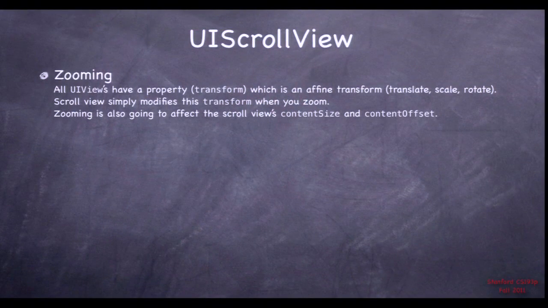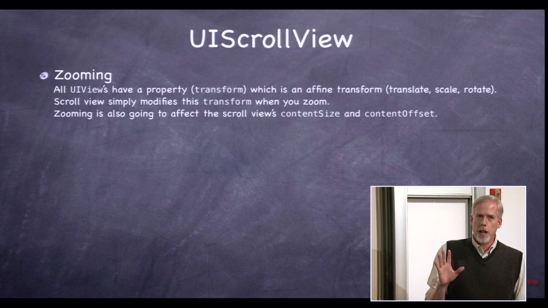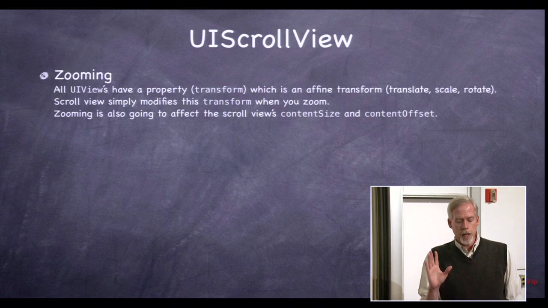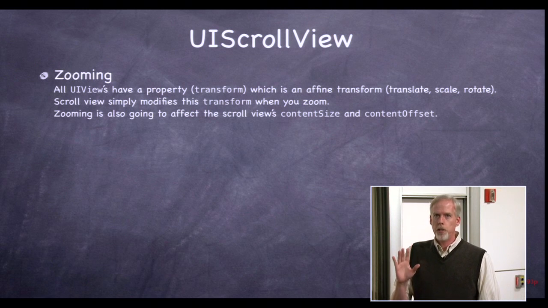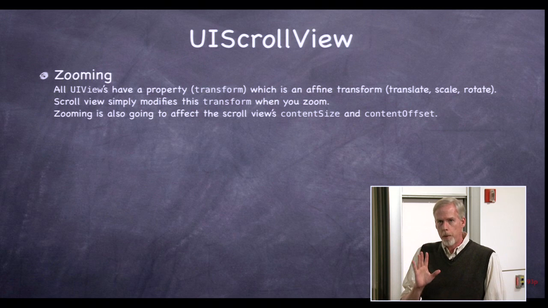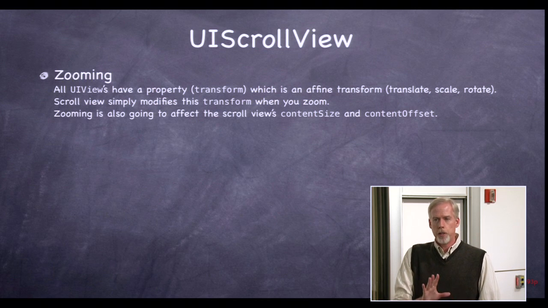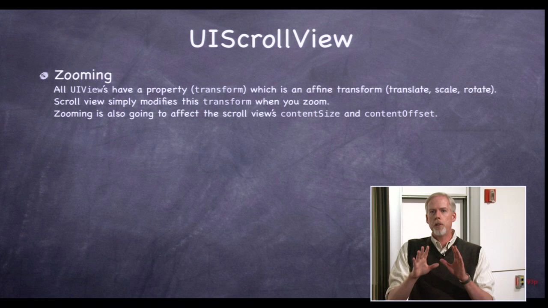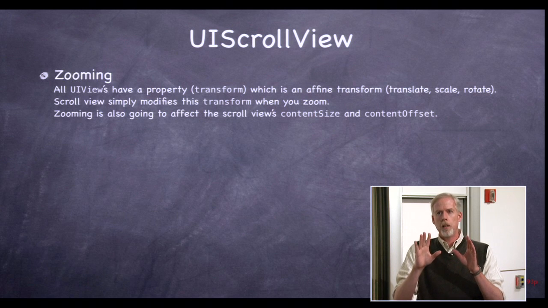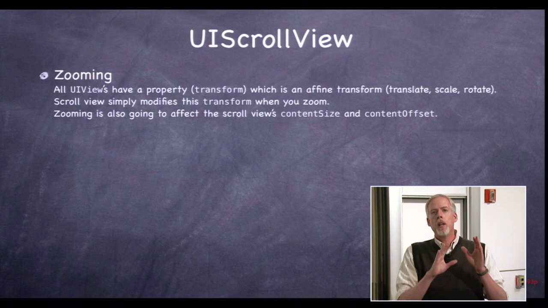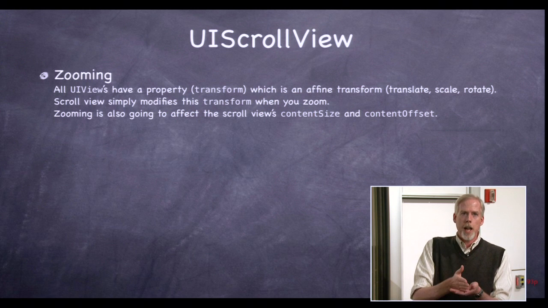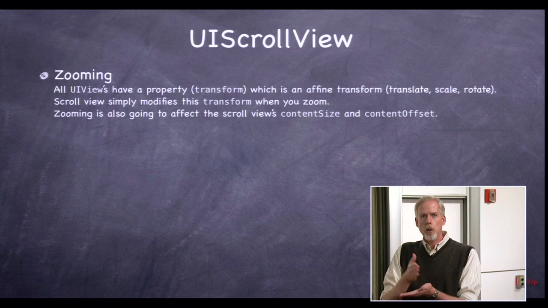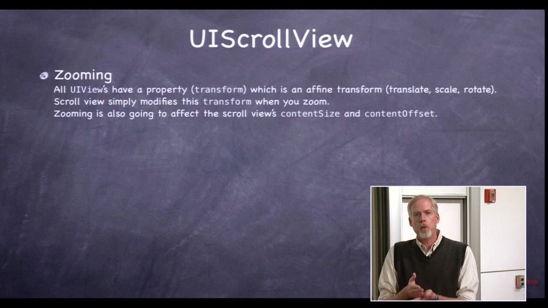So zooming requires you to do a few things, okay? And one thing about zooming is all it's doing is setting the transform property on your UI view. So all UI views have this transform property. But the transform property is not what you might think. It's an affine transform. I don't know if you guys have taken graphics, but that's basically just scale and translate and rotate. Those are the 3 things in this transform.